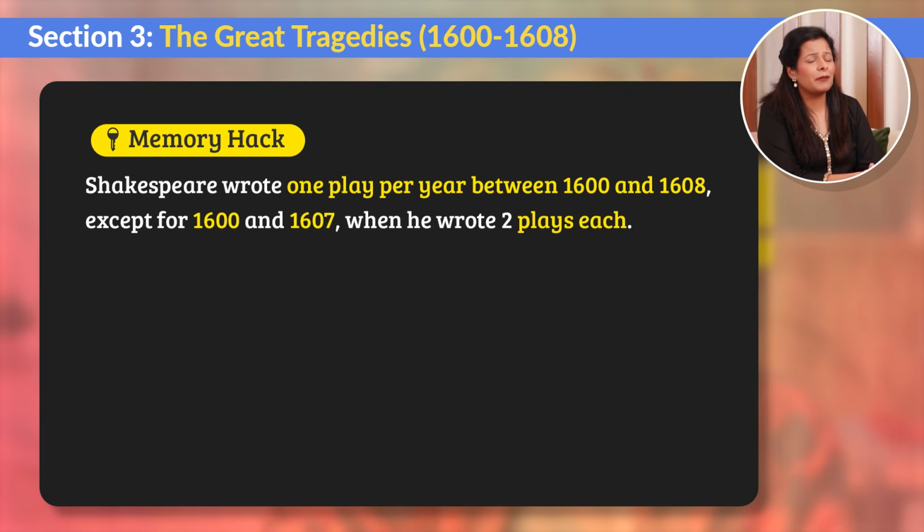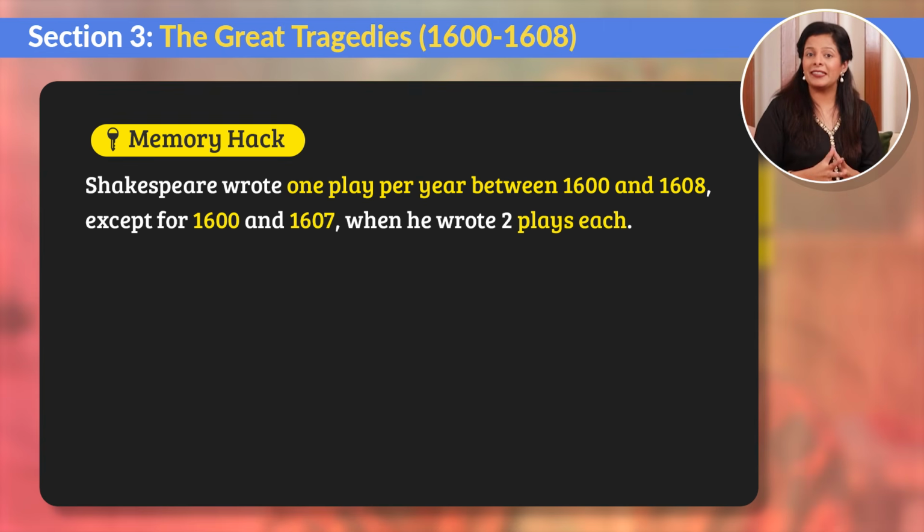To keep the years in mind, an easy trick is to just remember that Shakespeare wrote one play each year in this period, except for 1600 and 1607, when he wrote two plays each. That's 32 plays covered. Only 6 more left to go.